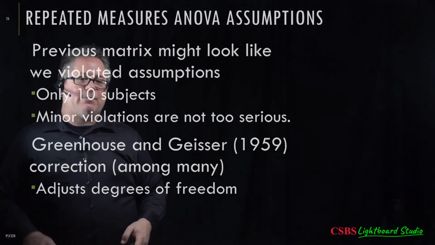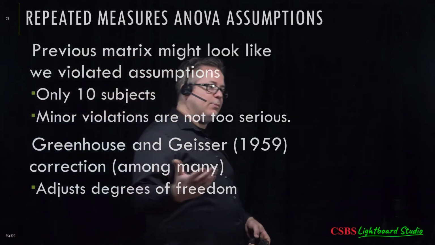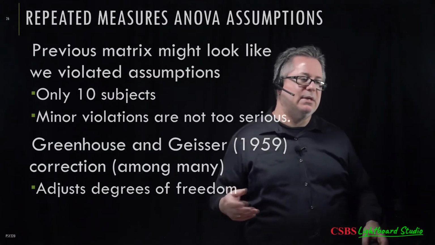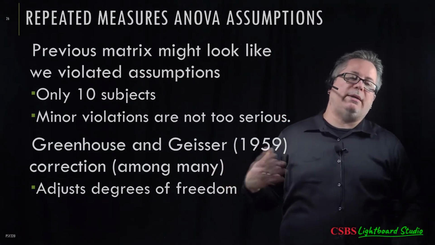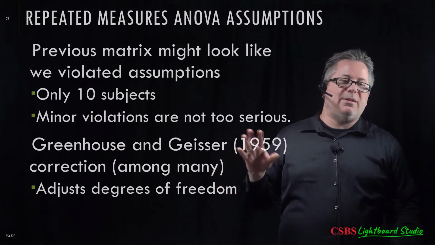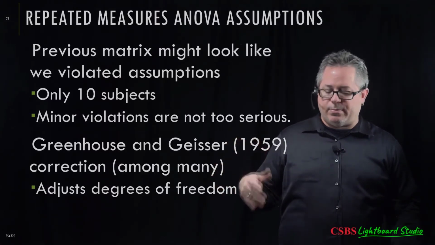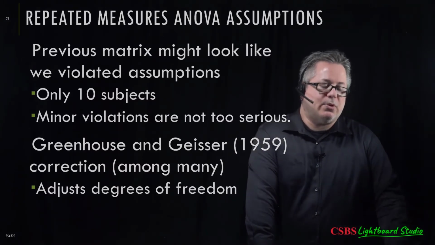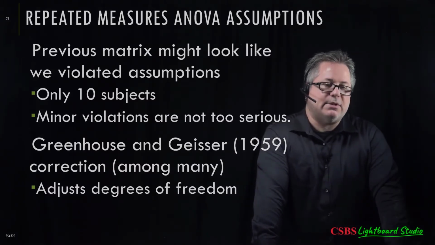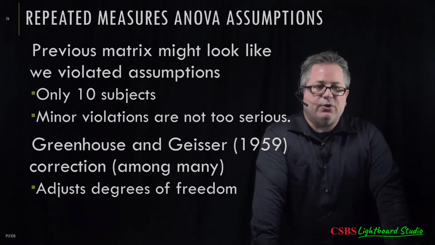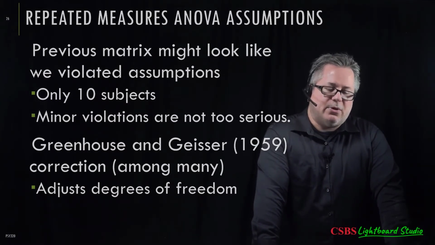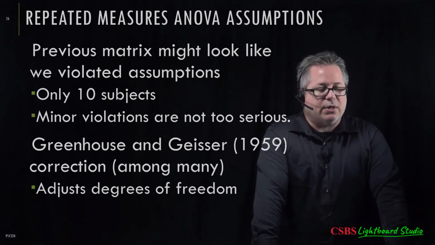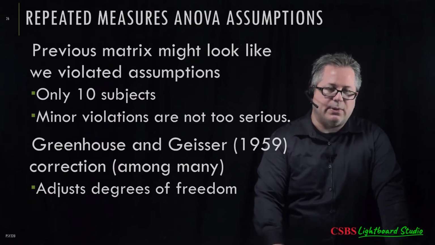Well, remember, we only have 10 participants. So the previous matrix might look like we violated assumptions, but there are only 10 subjects. So it's likely that the difference between the 0.9, the 0.6, or the 0.5, is probably not that big a deal. But there are places like in SPSS where the kind of test I'm talking about actually gets tested. If you do repeated measures ANOVA, you're going to get a test of something called sphericity, which is what this test is looking for: the consistency of responding across time points.